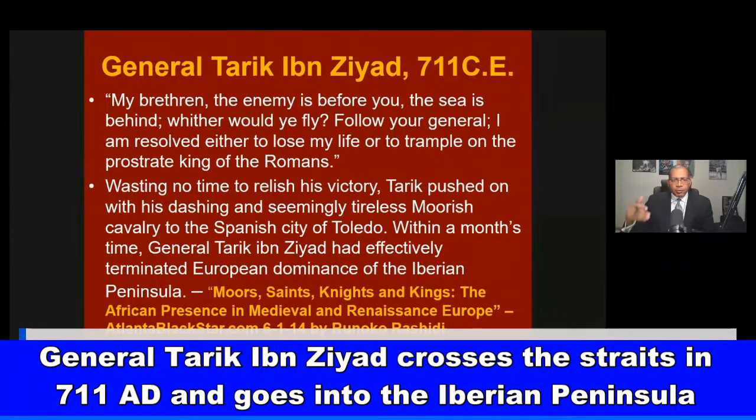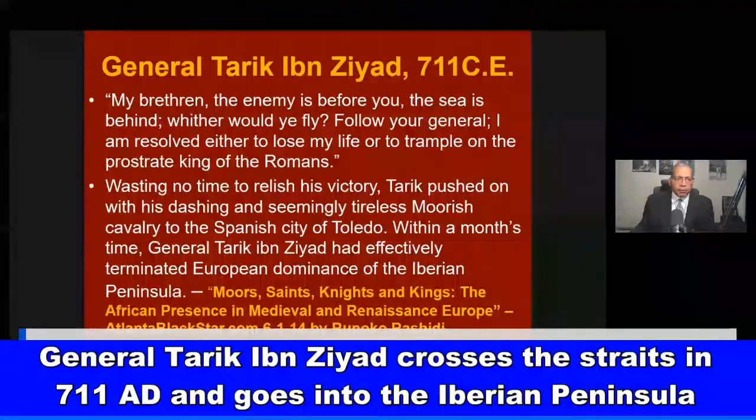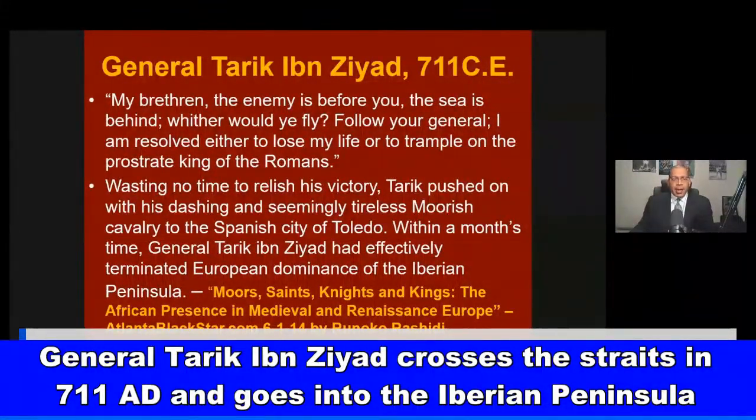And wasting no time to relish his victory, Tariq pushed on with his dashing and seemingly tireless Moorish cavalry to the Spanish city of Toledo. Within a month's time, General Tariq ibn Ziyad had effectively terminated European dominance of the Iberian Peninsula.